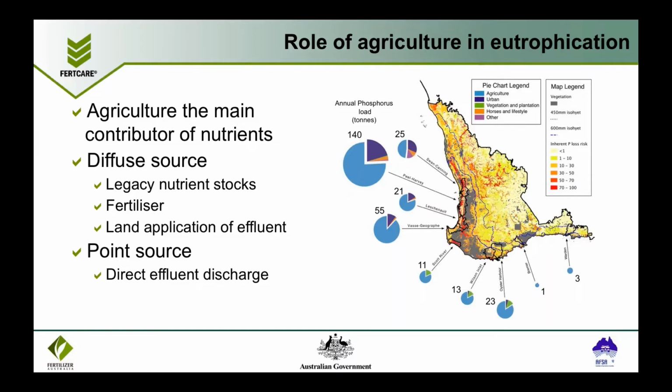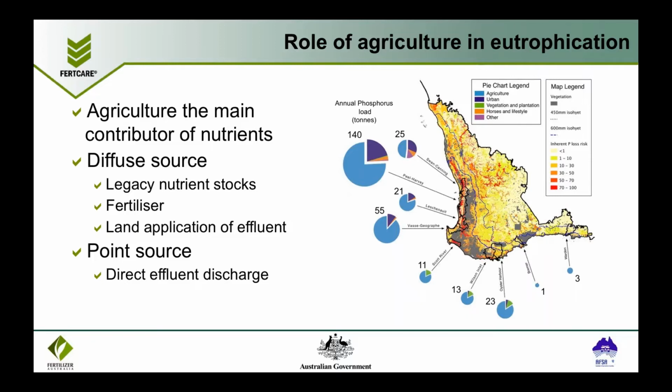But a lot of these nutrients are derived from diffuse sources, so stock, so that's nutrients that are stored in the soil, given that agriculture has been carried out in the landscape for half a century or more. Some of that may be directly from fertilizer or from the land application of effluent, and occasionally it may come from point sources like direct effluent discharge.